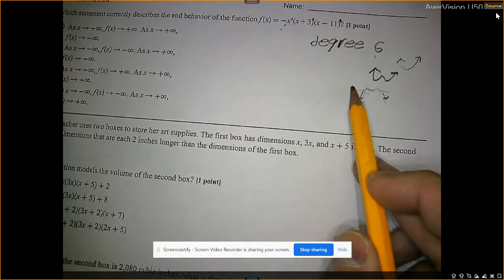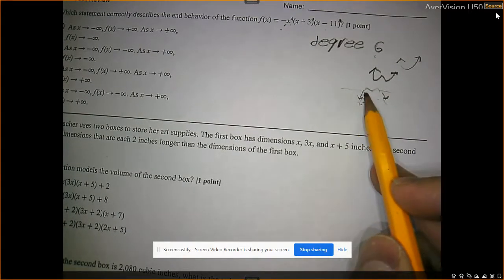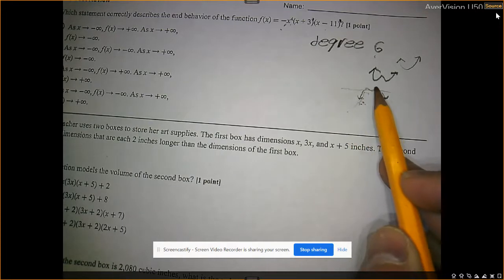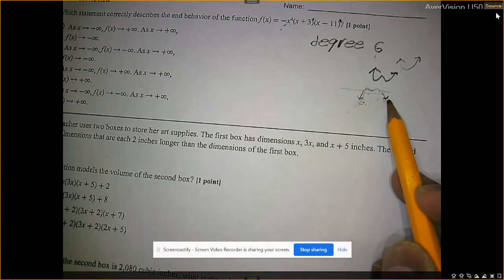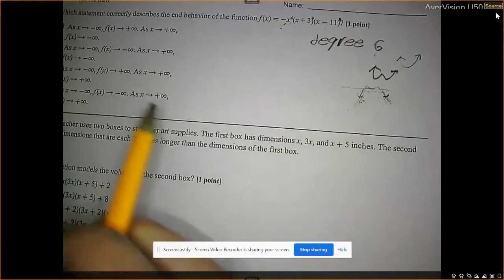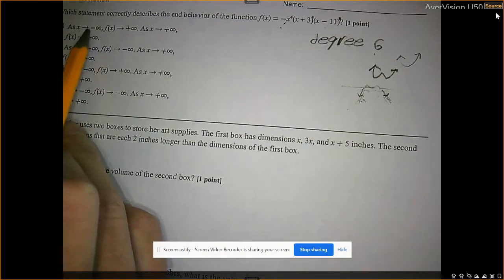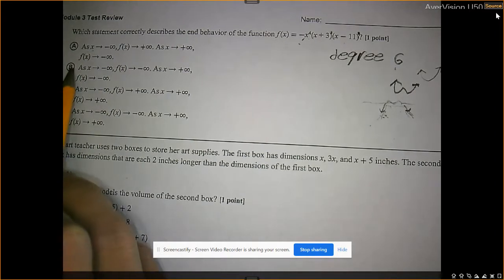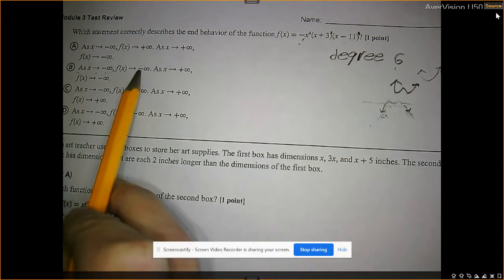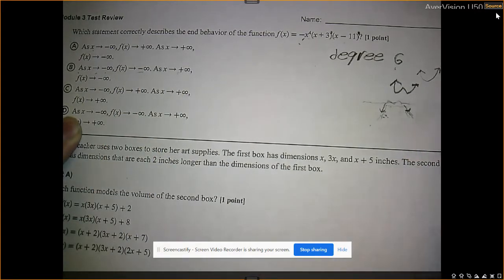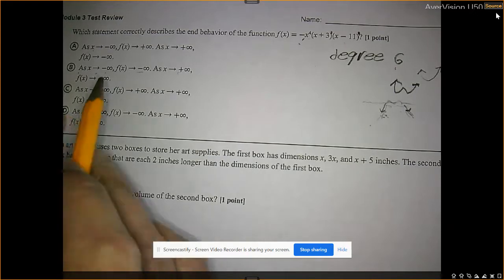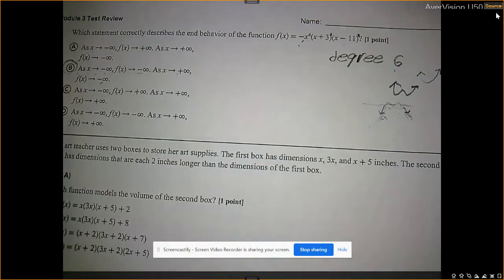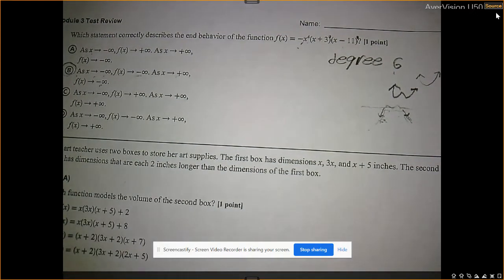So we can say, as we go left on our x-axis, we're approaching negative infinity, or as we go right on our x-axis, we're also approaching negative infinity. So as x approaches negative infinity, our f of x approaches negative infinity. Now as x approaches positive infinity, as we go right, once again, our f of x is approaching negative infinity, so that's why it is b.